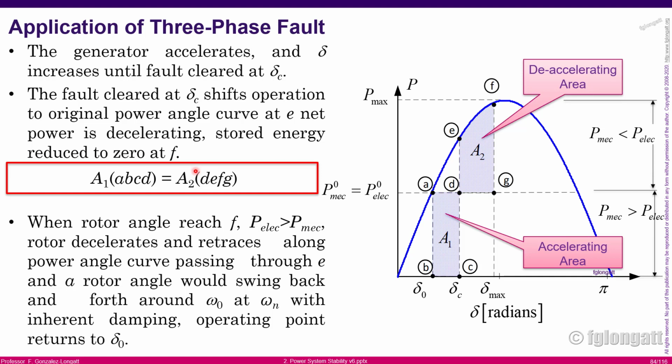The decelerating area is defined by the points D, E, F, G. The area 2 is defined by the corners of that figure, located between the points D, E, F, G. Okay? We will find stability if the area A1 and the area A2 are equal. If those areas are equal, we are in a good position because the system will be stable.